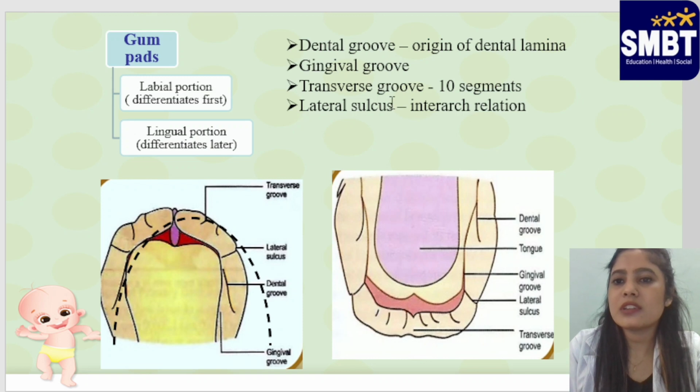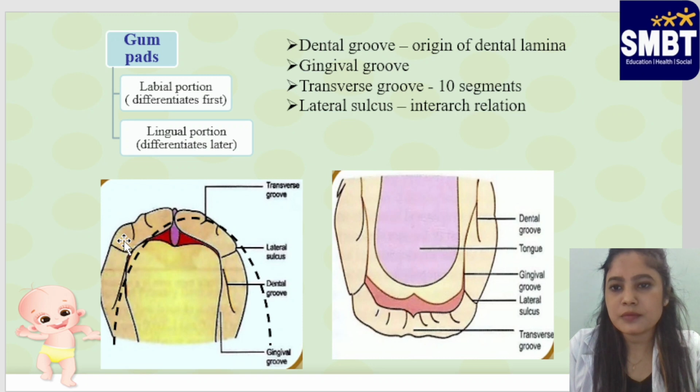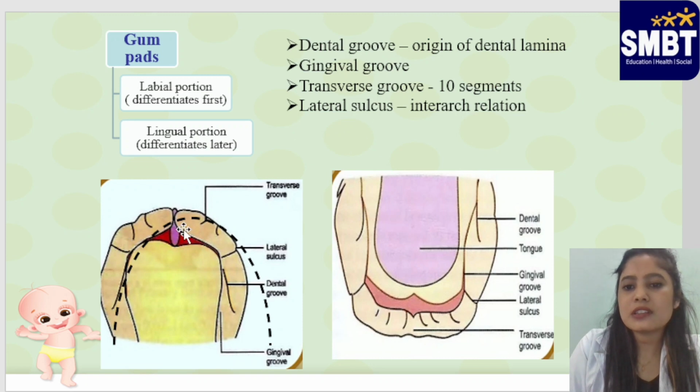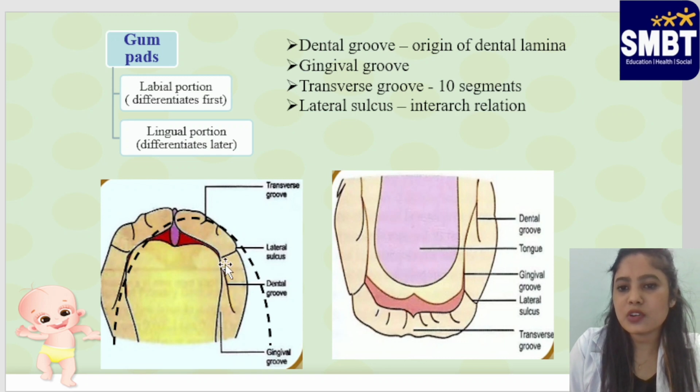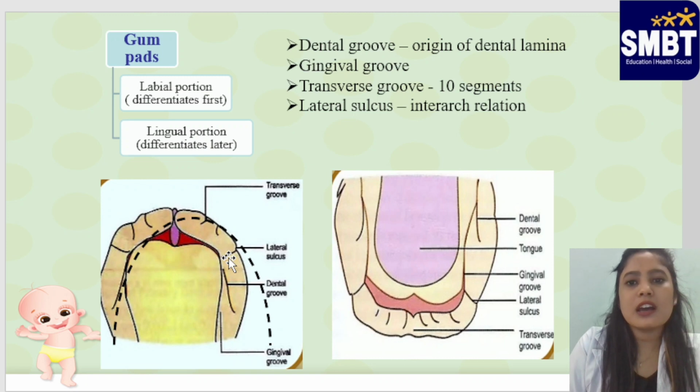Then comes the transverse groove. The transverse groove divides the dental arch into 10 segments, one for each of the 10 primary teeth to erupt into the proper position. Then comes the lateral sulcus. It is nothing but a groove which is present between the canine and the first primary molar. This is what the lateral sulcus is. It is of much clinical importance for determining the inter-arch relationship and also intercanine width at an early stage of development.